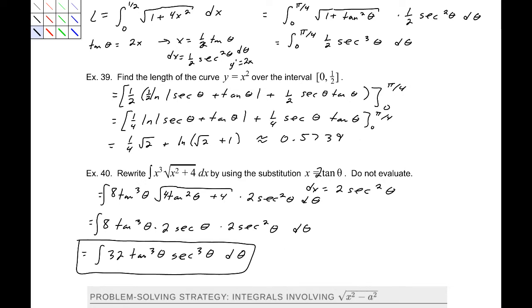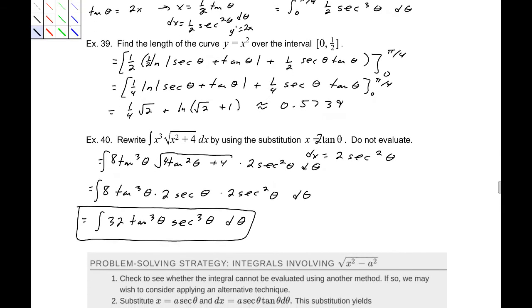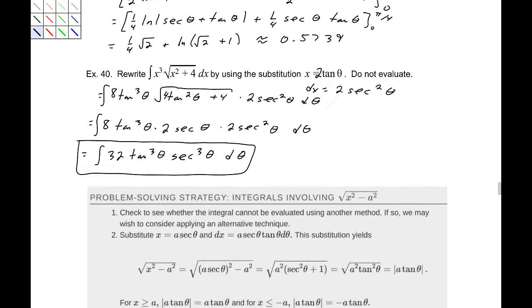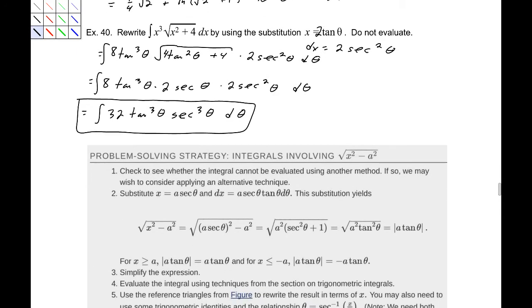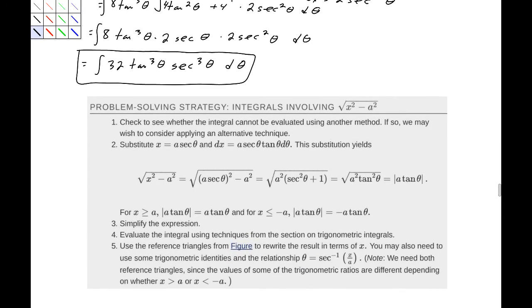Alright, the last kind of substitution we have is if we have the square root of x squared minus a squared. This is very similar to the first one we had. Just a switch in there. The big difference there is if it is a square root of x squared minus a squared, then what we are going to do is make a substitution of a secant theta, and then dx will be a secant theta tangent theta d theta.